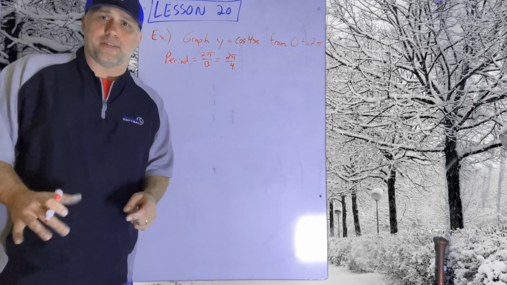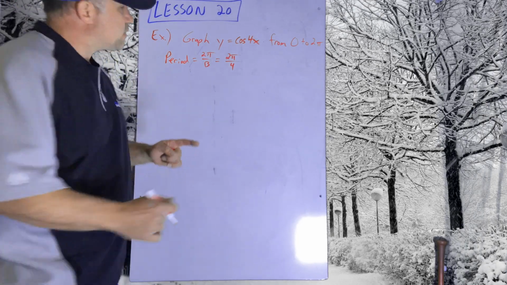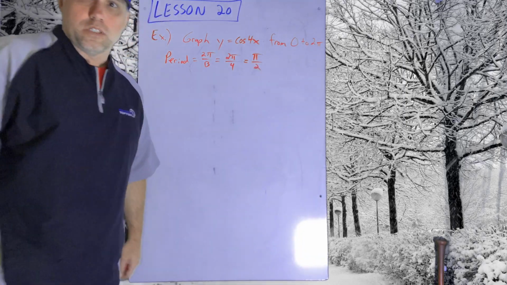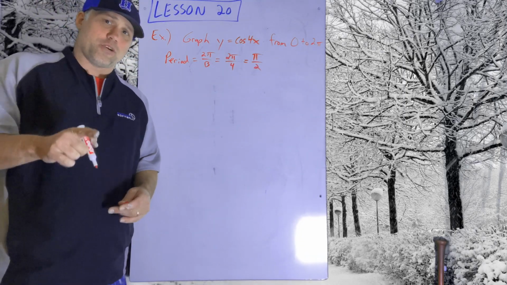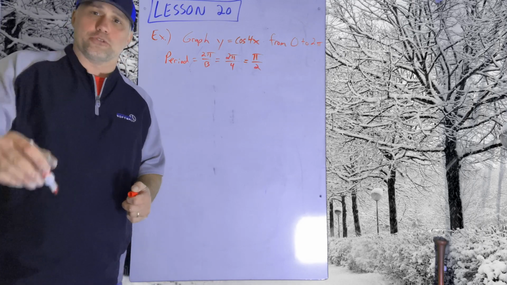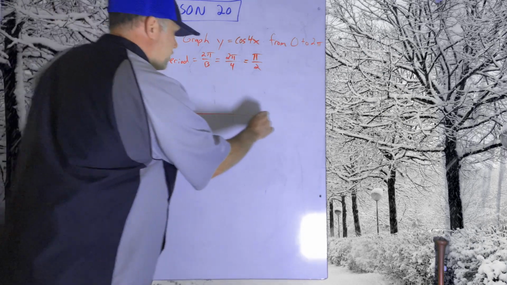Now, I'm not going to actually divide that out on the calculator and get an answer. I'm going to leave that as 2 pi over 4, but I'm going to reduce it because 2 and 4 will reduce. So this reduces to pi over 2. So that tells me that this graph is going to finish its first cycle by the time it gets to pi over 2 this time. Let's look at what that's going to look like here. Let's get our graph sketched in here.